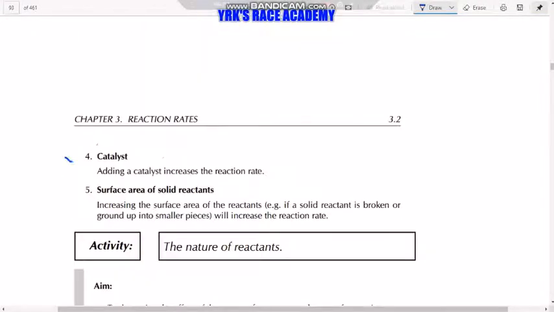The fourth important factor is the catalyst. If you add a catalyst to the chemical reaction, the reaction rate definitely increases. The fifth important factor is the surface area of the solid reactants. If we increase the surface area of the solid reactants by breaking them into parts, that means a finely divided powder, then it will increase the rate of reaction. So these are the main important factors.